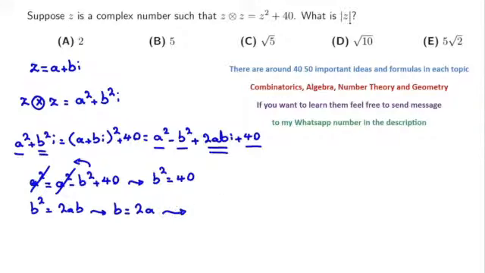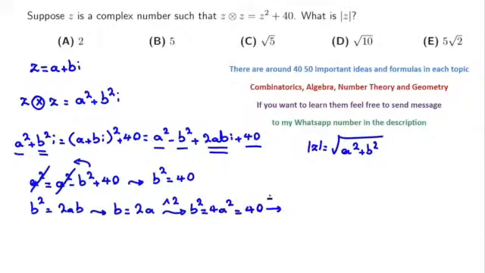Okay, so because we want to find the length of z, what is it? It is the square root of a squared plus b squared. We have b, so if we raise both sides to the power of 2, b squared is 4a squared. b squared is 40. So if you divide both sides by 4, a squared is 10.